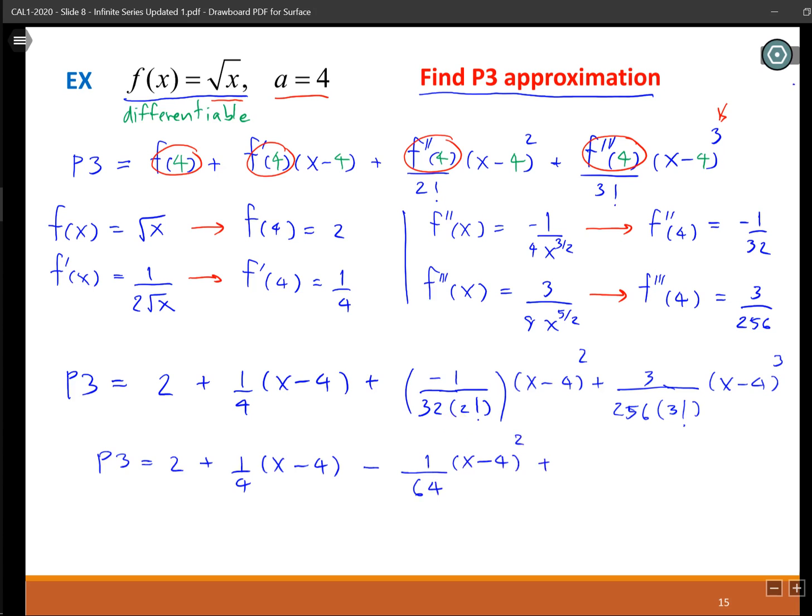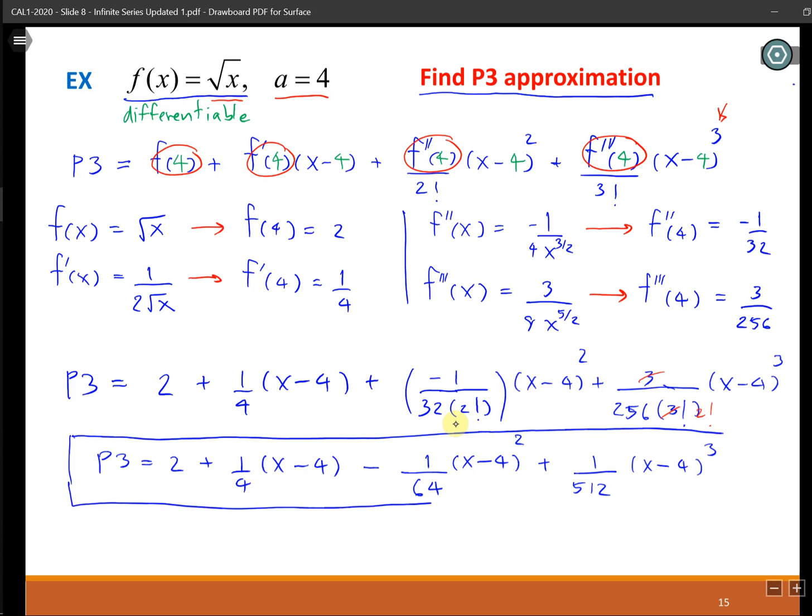And this is x minus 4 squared. Last one, 1 plus this 3 cancels with that, and we have 2 factorial here. So in the end, we have this 1 over 512 times x minus 4 to the power of 3. You do not need to work out this square or the power of 3. Leave it like this. This is enough for the final answer. The reason for that is because we want to keep the pattern of the Taylor series to be there. Alright, so here is the answer for this problem.